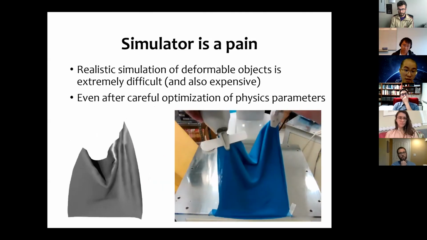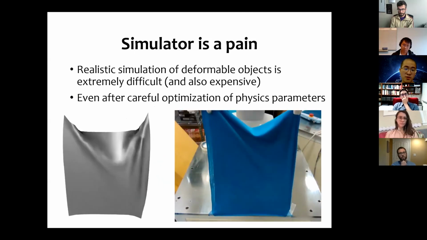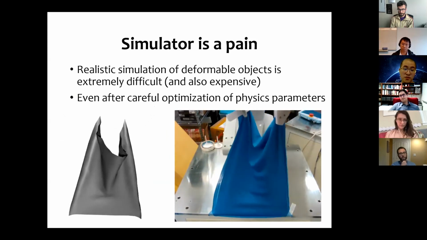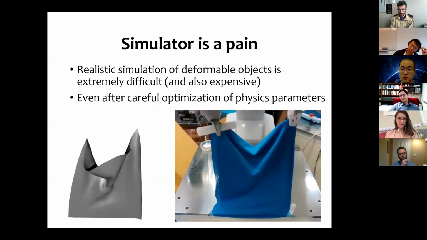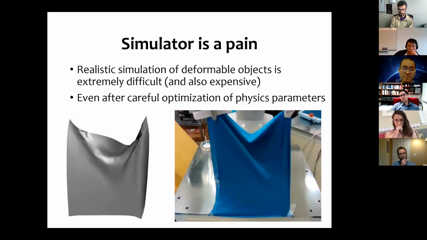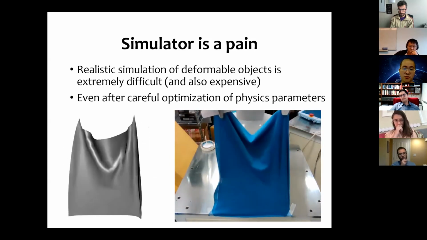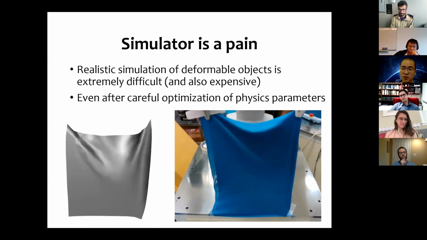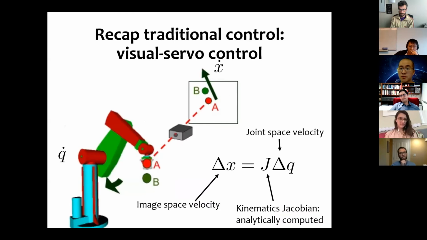Even after very careful optimization of the physical parameters, even though the left video and the right video seem very similar, the simulator still cannot give very good performance for our controller. That's why we went back to trying Visual-servo. The idea is that we have some feature or velocity in the image space, and we also want to control the robot's space.